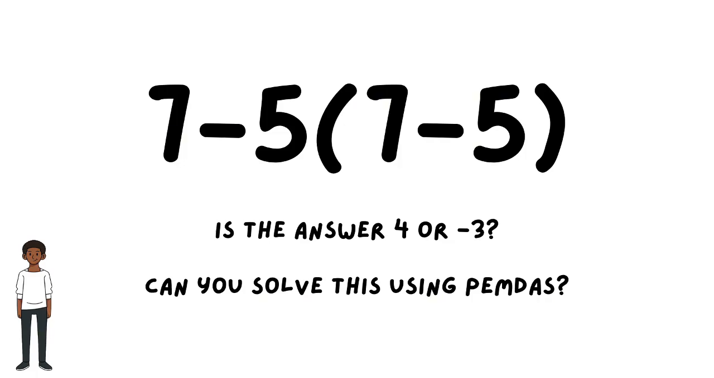Welcome back. Today we're calculating this order of operations problem. 7 minus 5 times (7 minus 5). This simple expression trips up a lot of people because the numbers repeat. Let's solve it step by step using PEMDAS.